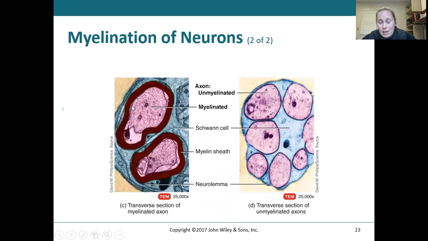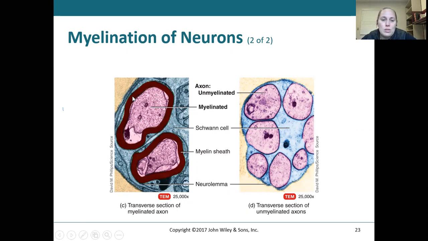And some degenerative diseases are due to demyelination. So you lose that myelin, you're not able to send signals as fast, and things just don't operate the way they're supposed to. This is just kind of a nice image showing myelination versus an unmyelinated axon.